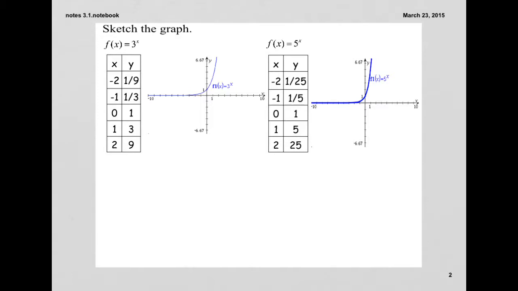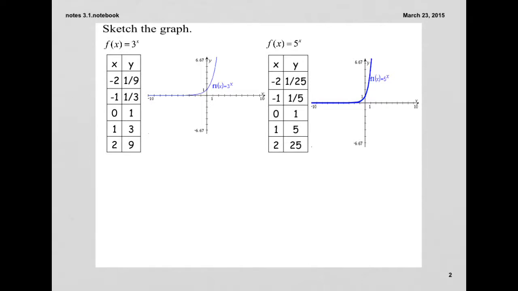We have a nice exponential curve that increases rapidly after it passes the y-axis. And it has a y-intercept of 1. The difference between f of x equals 5 raised to the x power and f of x equals 3 to the x power is the speed at which our exponential increases after it passes the y-axis. And again, notice that our y-intercept is at 1.